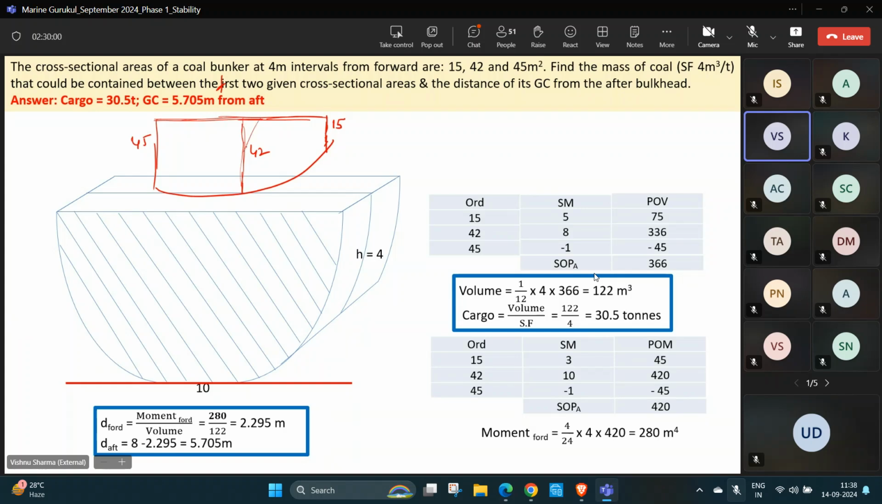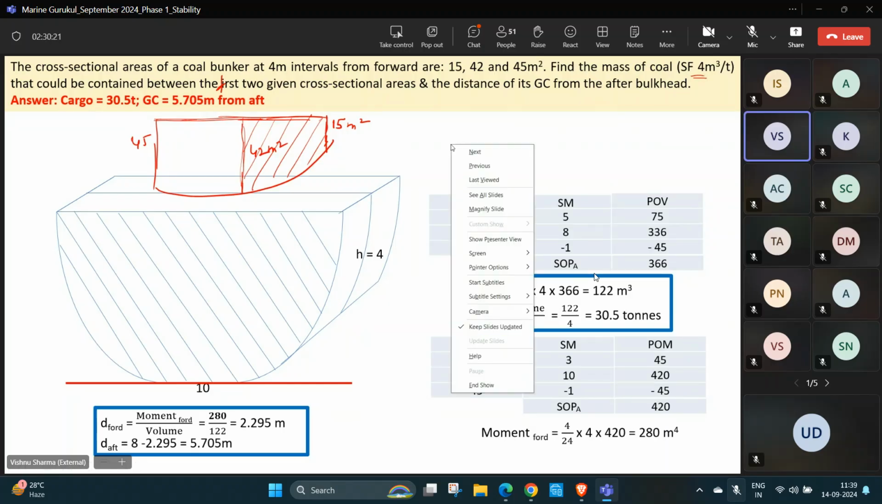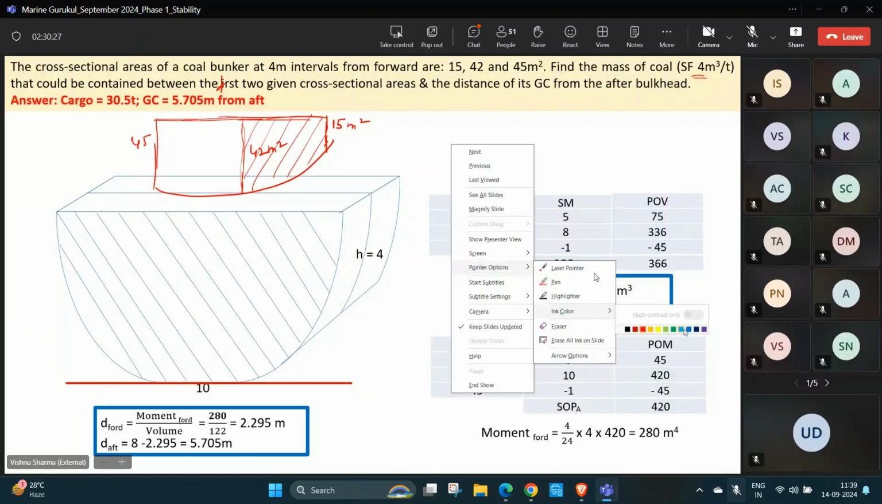That means how much coal can be contained in this volume, because these are areas. When you integrate, you'll get this volume. And when you divide the volume by the stowage factor of the coal, you will get the mass of the coal. Yes or no, beta? Am I right? Correct? If you want to make a 2D diagram, you can make it like this. Choice is yours. Clear, beta?